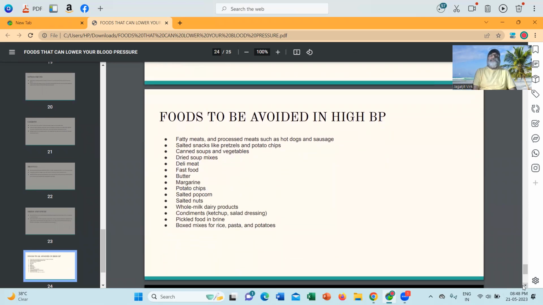Foods to be avoided in high BP. Fatty meats and processed meats such as hot dogs and sausages, salted snacks like pretzels and potato chips, canned soups and vegetables, dried soup mixes, deli meat, fast food, butter, margarine, potato chips, salted popcorn, salted nuts, whole milk, dairy products, condiments, ketchup, salad dressings, pickled food in brine, boxed mixes for rice, pasta, and potatoes.